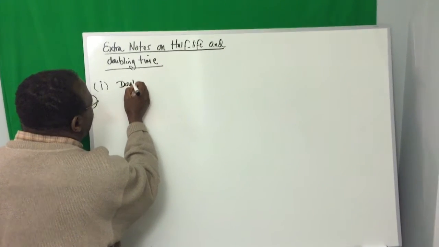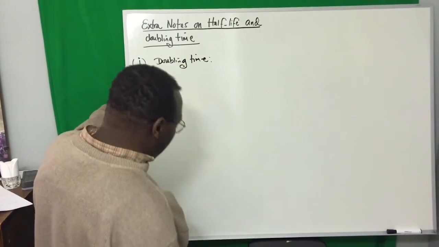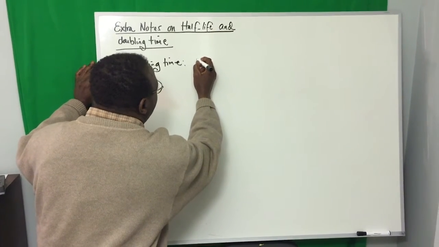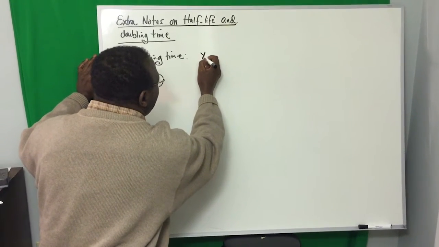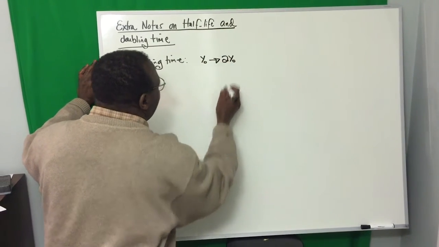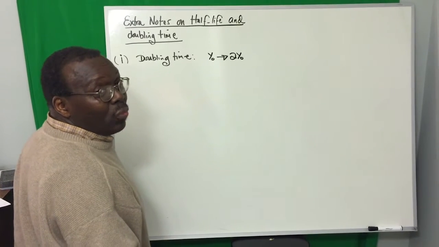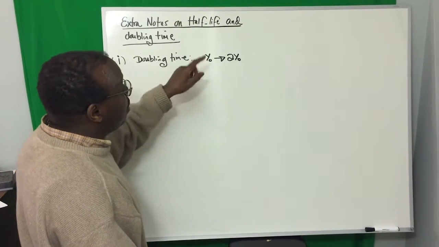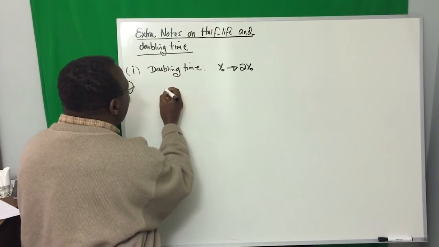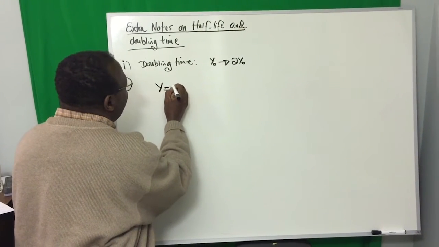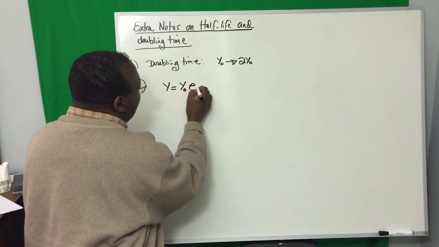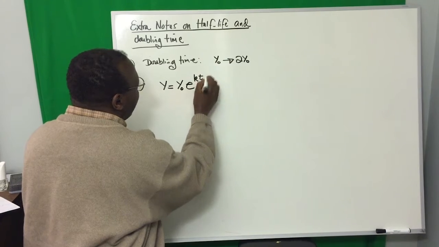is doubling time. Doubling time simply means the time it takes the initial value of y to be twice. That's doubling time. We want to find the time that it takes y to be twice the initial value. So we use the same equation that we had before. y is equal to y sub 0 e to the power kt.